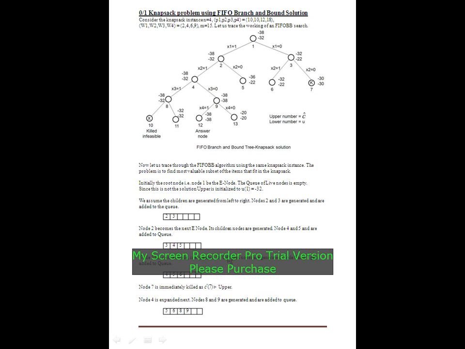So node 3, the next E-node, is expanded. Its children 5, 6 and 7 are generated and get added to the queue. But node 7 is immediately killed as the cost of 7 is greater than the upper bound. So greater than the upper bound, not cost here. You can say greater than the upper bound minus 32. So here minus 32, minus 30. So simply remove this one. And next, node 4 is expanded.